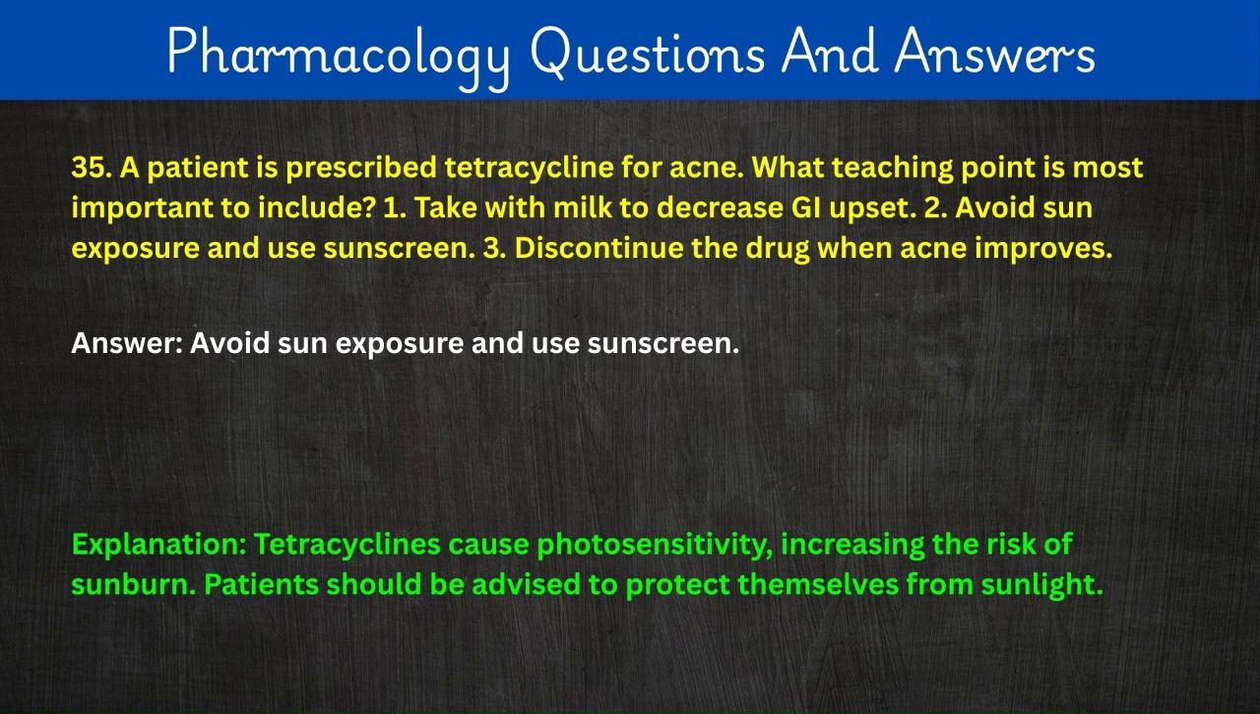35. A patient is prescribed tetracycline for acne. What teaching point is most important to include? 1. Take with milk to decrease GI upset. 2. Avoid sun exposure and use sunscreen. 3. Discontinue the drug when acne improves. Answer: avoid sun exposure and use sunscreen. Explanation: tetracyclines cause photosensitivity, increasing the risk of sunburn. Patients should be advised to protect themselves from sunlight.